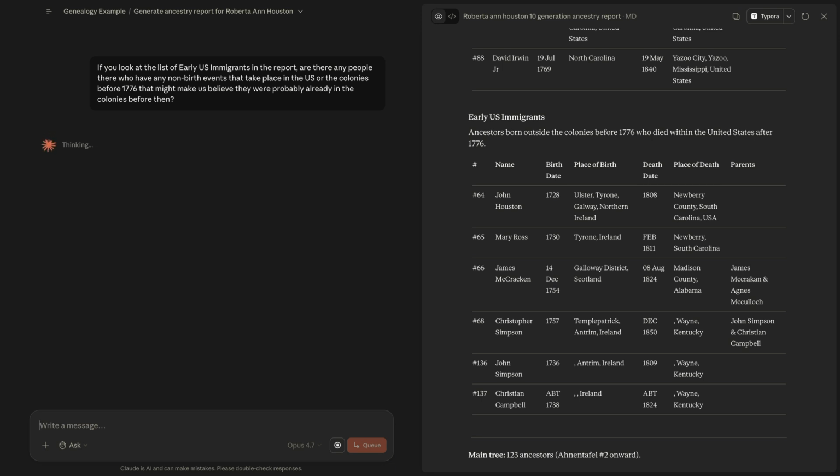So it's going to look at just those individuals that were in that last section. It's going to go and find their unique identifiers within the GEDCOM file, and then it's going to pull their data from the GEDCOM file and try to find any other events that are part of their record that take place in the U.S. before 1776, or in the colonies before 1776.